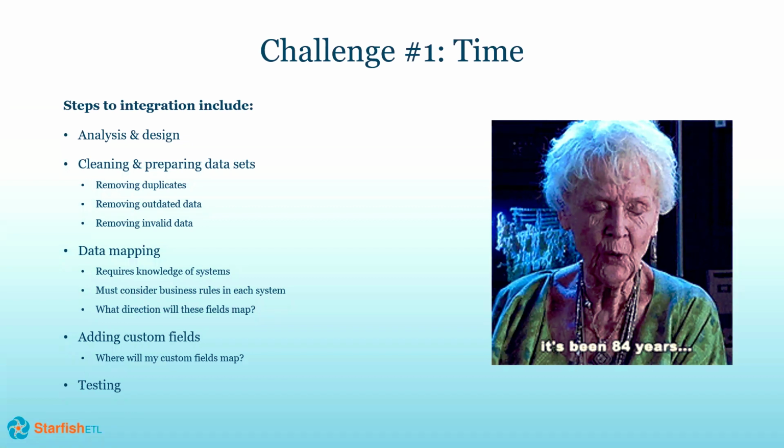Then you've got the data mapping, right? That requires knowledge of the systems that you're working with. You have to consider the business rules within each system and how those are going to apply within your integration. And you have to think about what directions the fields map. Do we want data coming just from system A into system B in this field? Or do we want system B to also translate that data back to system A? And is it a one-way or a two-way integration? These are questions that you have to answer with your data mapping.